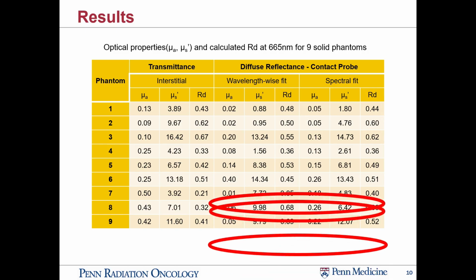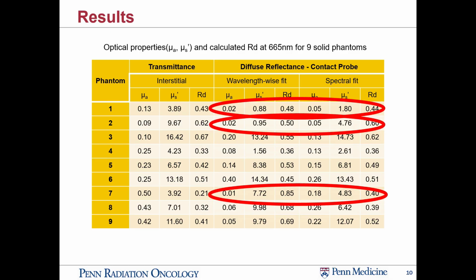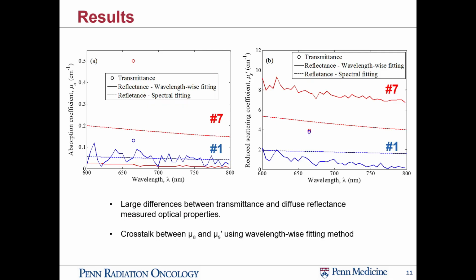You can see that the things I marked in this red circle show that just wavelength-wise fitting will not give good results. Spectrum fitting clearly improves it, but it still does not solve the problem. They're still different from what they're supposed to be. So there is something in addition to the fitting methodology that is needed to improve the result, but it still is not getting the correct result in this particular case.